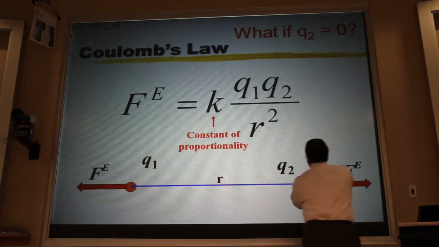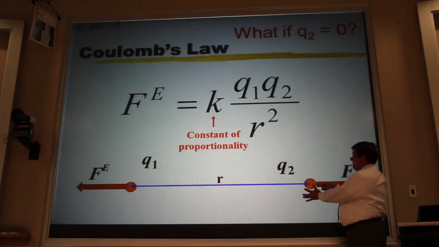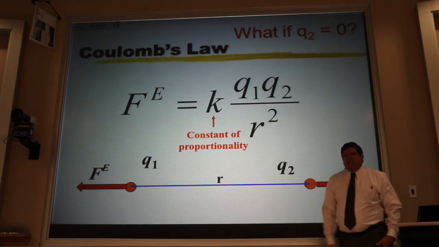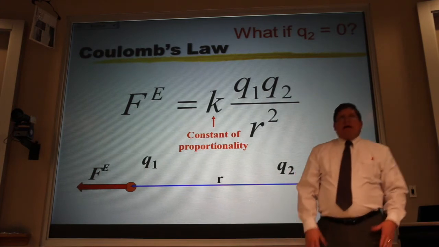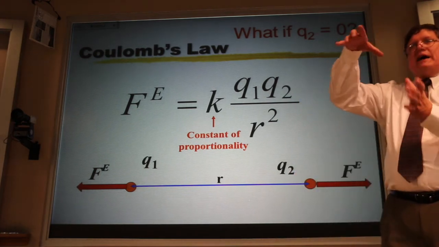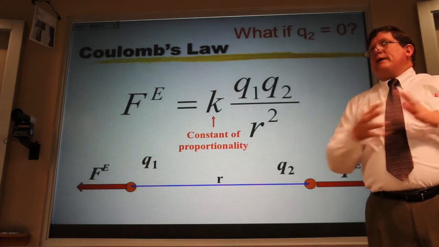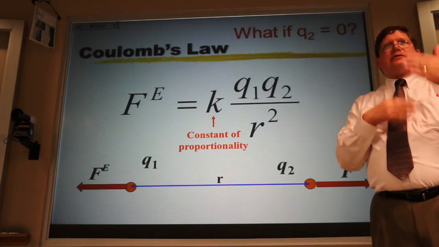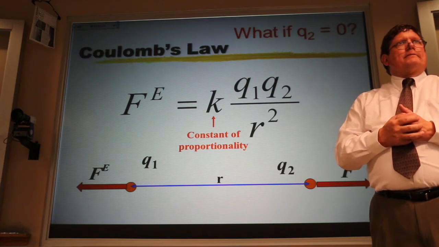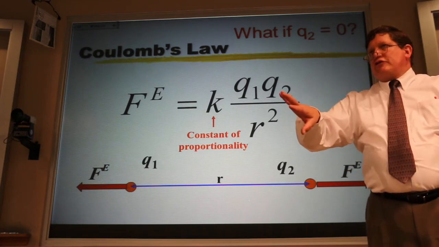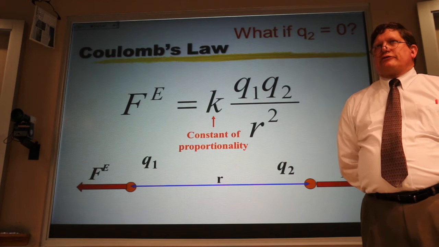Well, if that can is so teeny tiny that the one side of the can is about the same distance away as the other side of the can, it doesn't matter. It's only when the size of the object is large compared to the distance between the objects that you have to worry about this induced charge separation that we talked about last day.